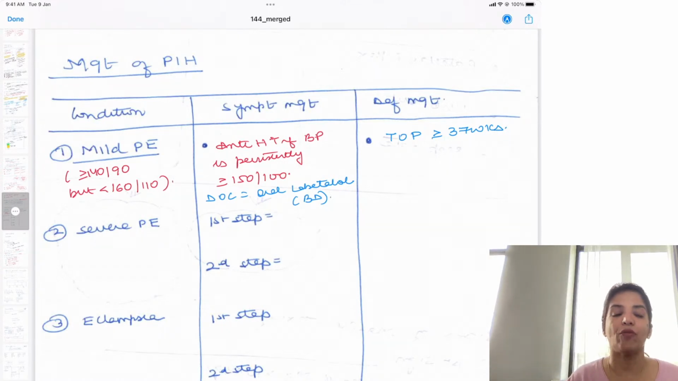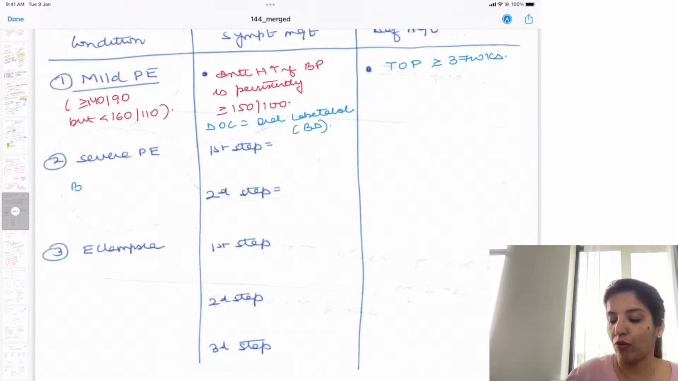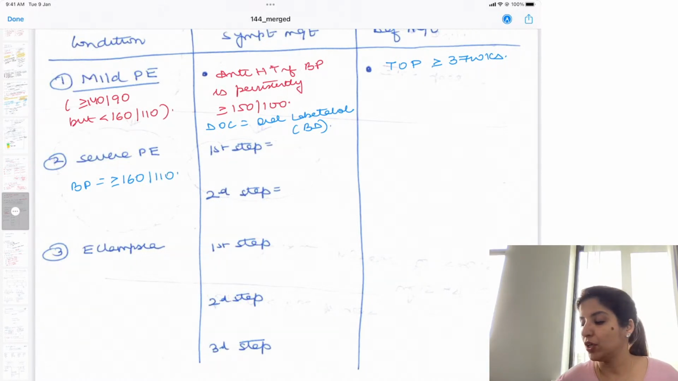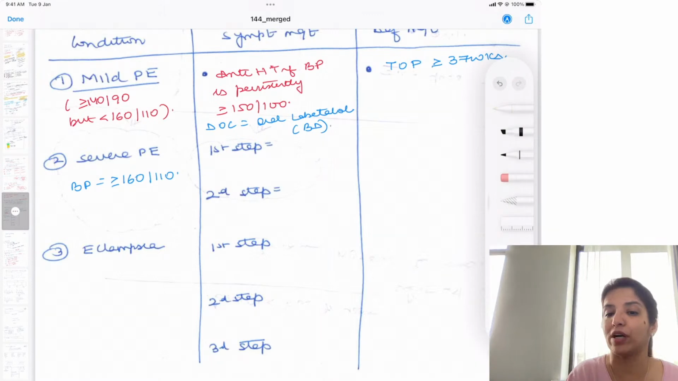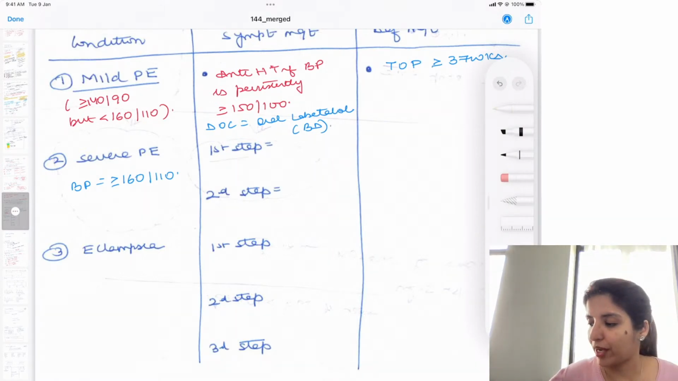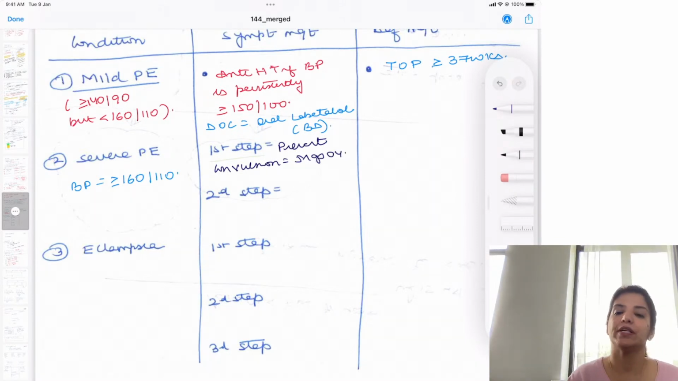Now, if a patient of severe pre-eclampsia comes to you, that means BP of the patient is more than or equal to 160 by 110. In such a patient, the most important thing I am worried about is that this patient at any time can throw convulsion. So the first step which I have to do is prevent convulsions. And how am I going to prevent convulsion? I am going to prevent convulsion by giving magnesium sulfate.